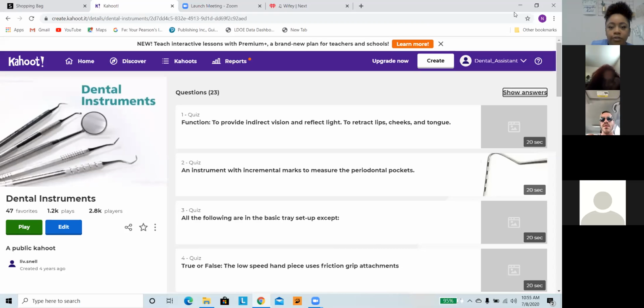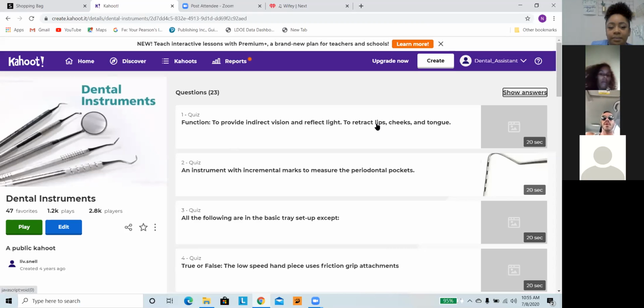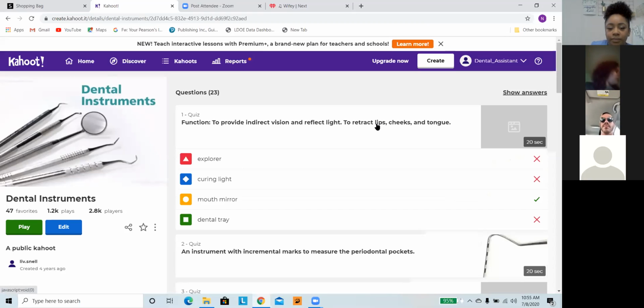All right, so first question states, this particular instrument is provided in an indirect vision and it reflects the light. You can also use it to retract the lip, cheek, and tongue. Anybody know what instrument it is? Mouth mirror. Let's see, mouth mirror. You're correct.